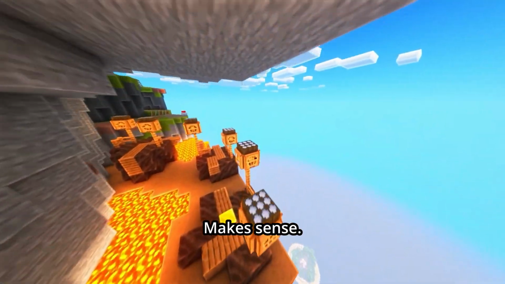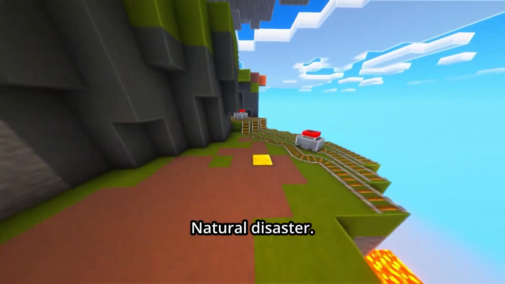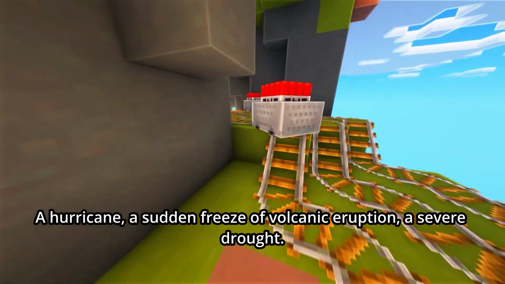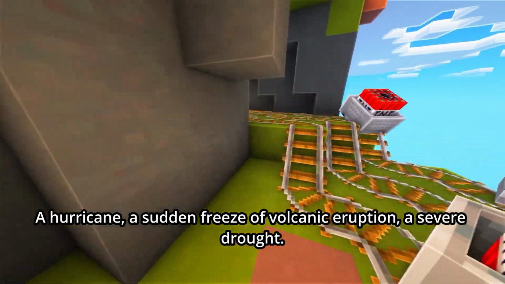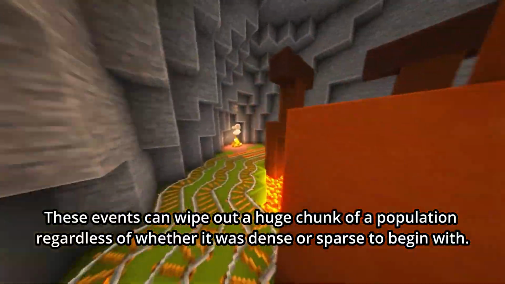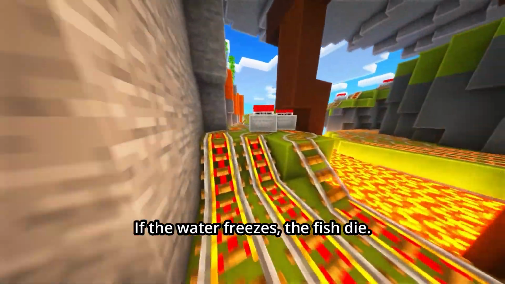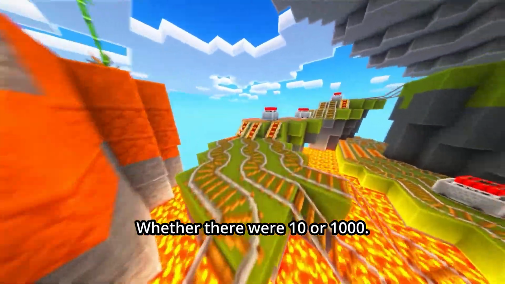Makes sense. Then you have density-independent factors. These guys don't care how crowded it is. Natural disasters. Exactly. A hurricane, a sudden freeze, a volcanic eruption, a severe drought. These events can wipe out a huge chunk of a population regardless of whether it was dense or sparse to begin with. If the water freezes, the fish die, whether there were 10 or 1,000.